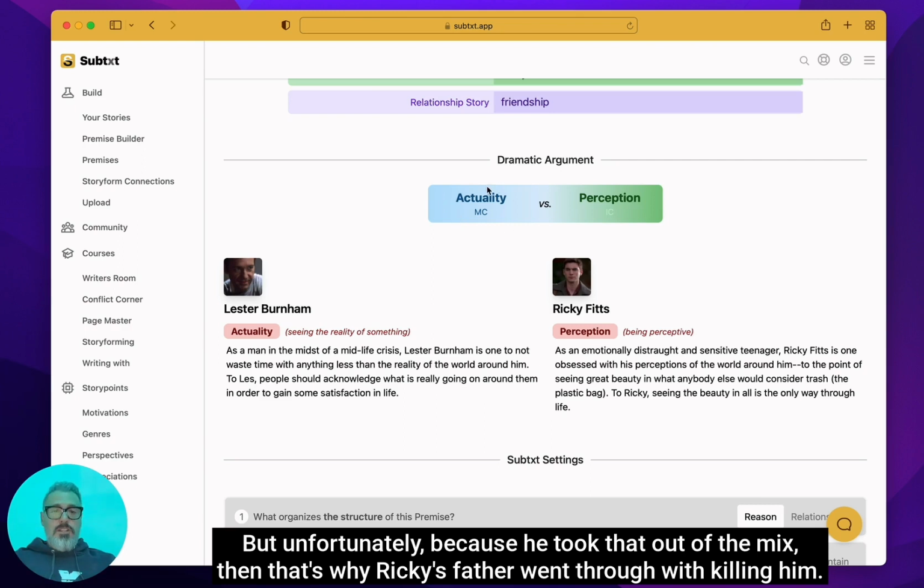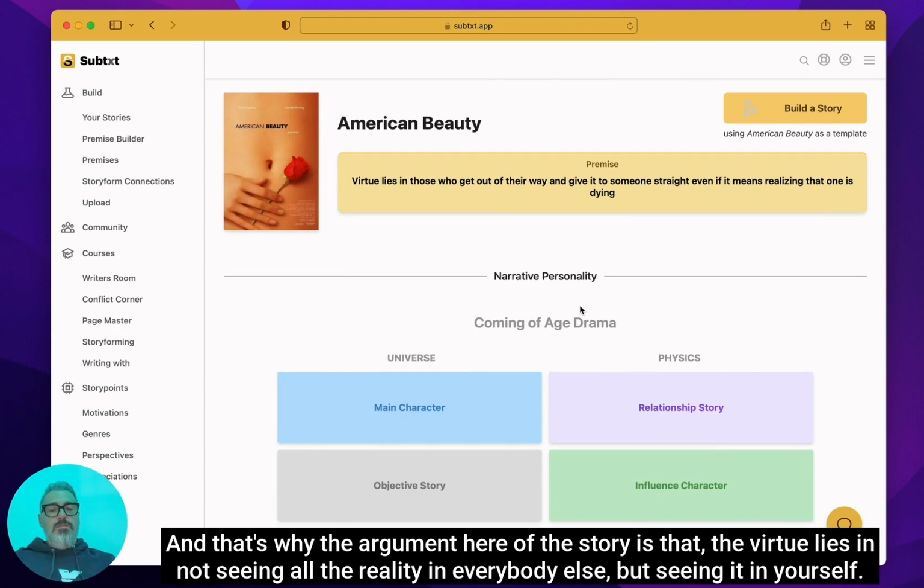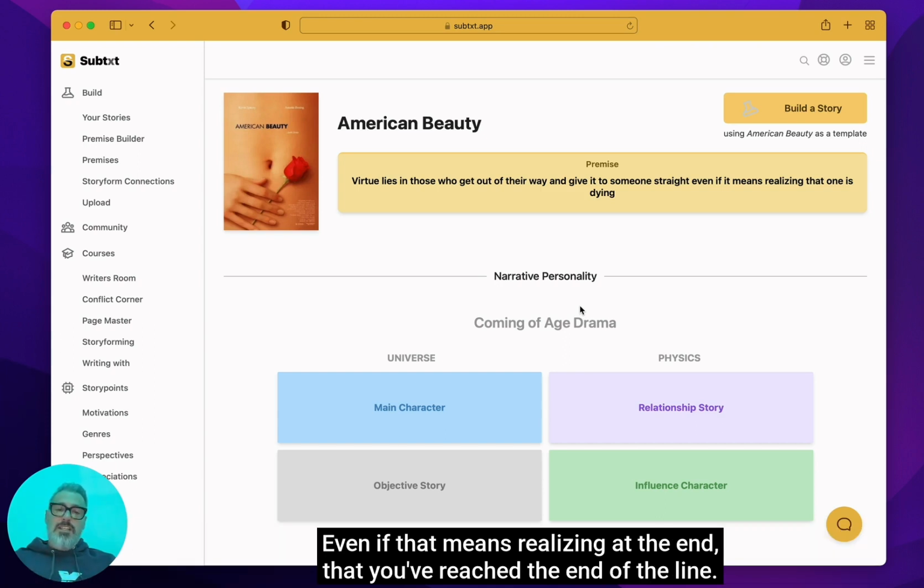But unfortunately, because he took that out of the mix, that's why Ricky's father went through with killing him. And that's why the argument of the story is that the virtue lies in not seeing all the reality in everybody else, but seeing it in yourself, even if that means realizing at the end that you've reached the end of the line.